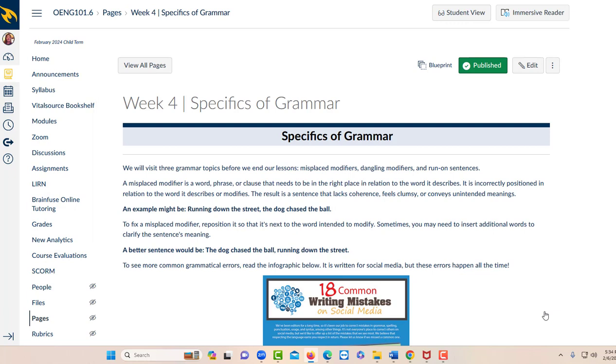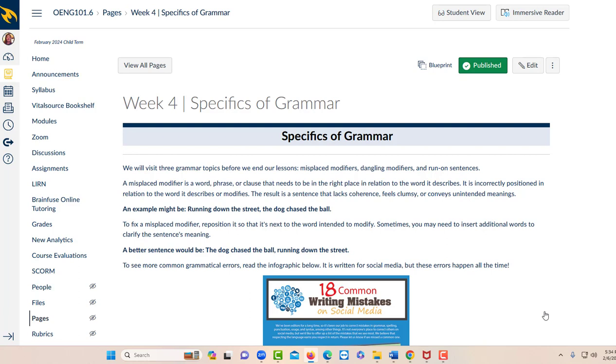Specifics of grammar. We will visit 3 grammar topics. A misplaced modifier is a word or phrase that needs to be in the right place in relation to the word it describes. It is incorrectly positioned in relation to the word it describes or modifies. The result is a sentence that lacks coherence, feels clumsy, or conveys unintended meanings. An example might be, running down the street, the dog chased the ball.